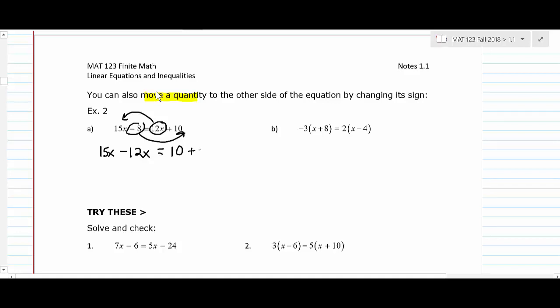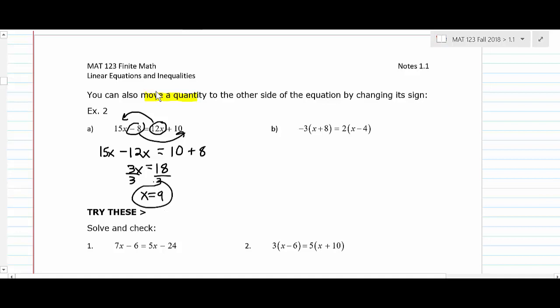Plus 8. If you do your problems this way, you'll save time. It's just easy to get all your x's moved, all the numbers moved that way. Just change signs. Now, what's the left side? That's 3x. The right side is 18. Then you can divide by 3, so you get x equals 9.